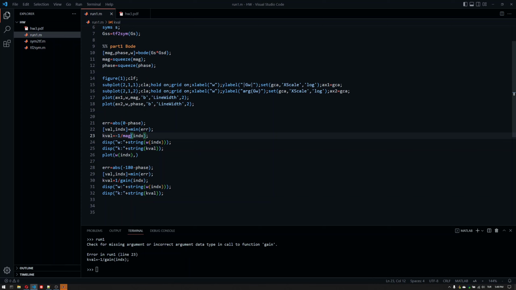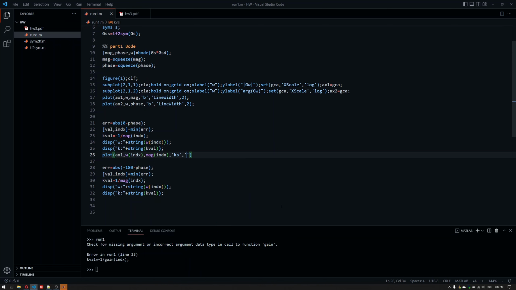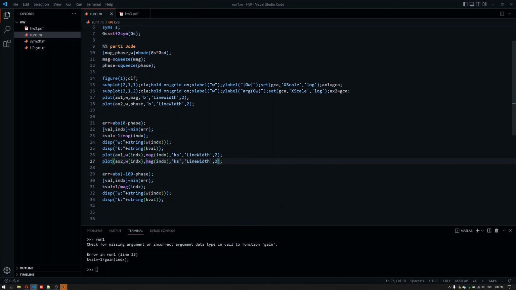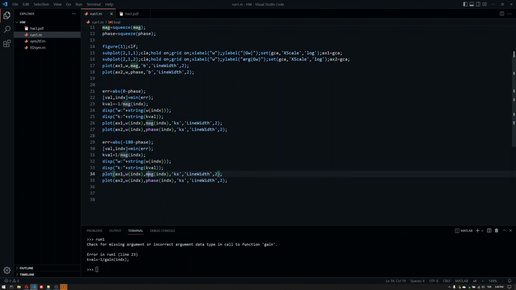So k-val is magnitude. Okay, now on AX1 we will plot omega index and then mag index, with line width of 2, and AX2 phase. So I'm just going to show the whole thing here and repeat this for this one here. Since the index is updated, this should basically update it, so we should be good to go.